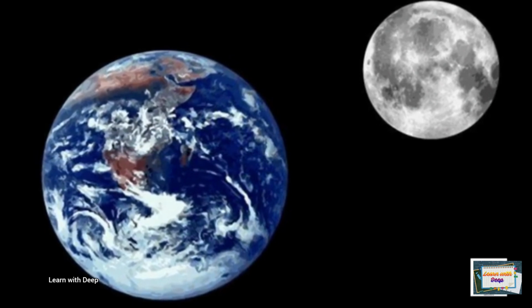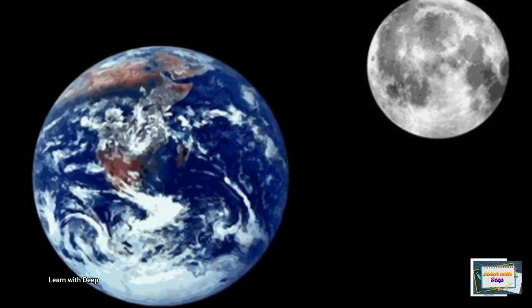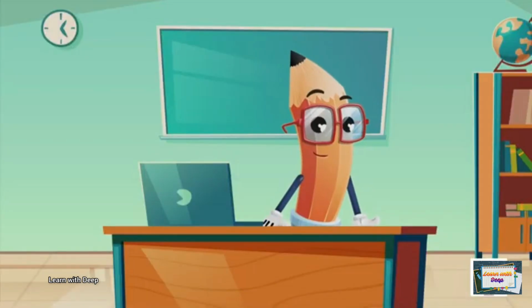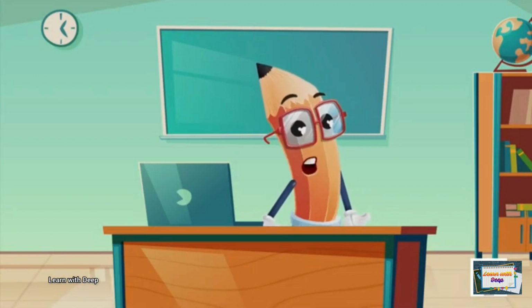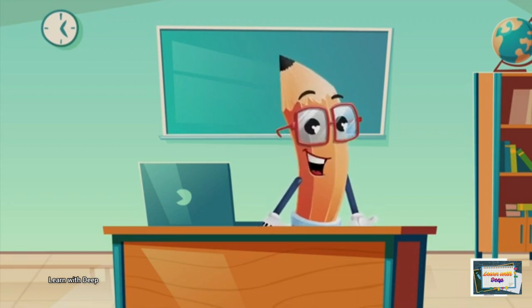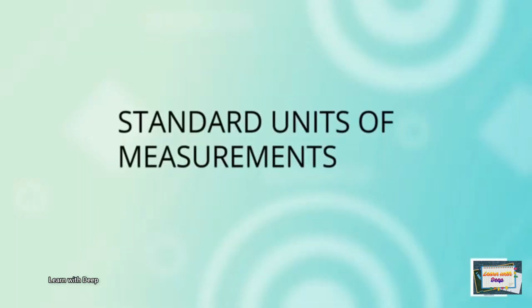All these questions have one thing in common. They all concern distances between two places. The two places may be close enough, like the two ends of a table, or they may be far apart, like Jammu and Kanyakumari. Standard units of measurements.